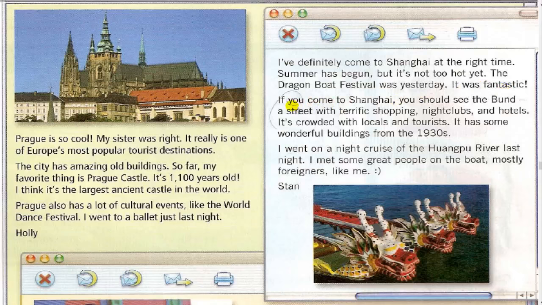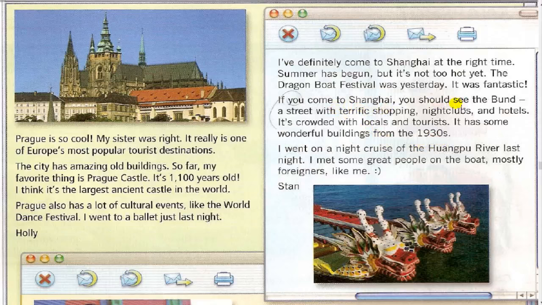Paragraph 2. If you come to Shanghai, you should see the Bund. The Bund, a street with terrific shopping, nightclubs, and hotels. It's crowded with locals and tourists. It has some wonderful buildings from the 1930s. So if you travel to Shanghai, you should see the Bund.